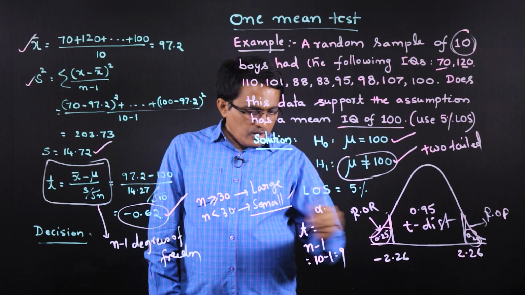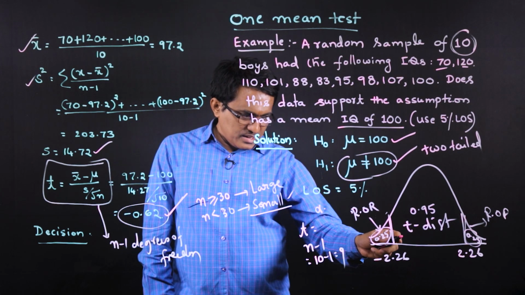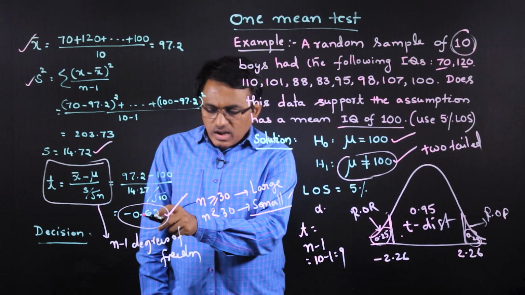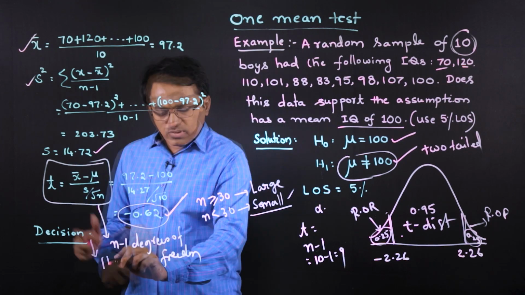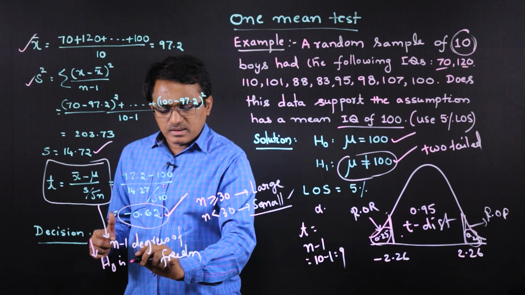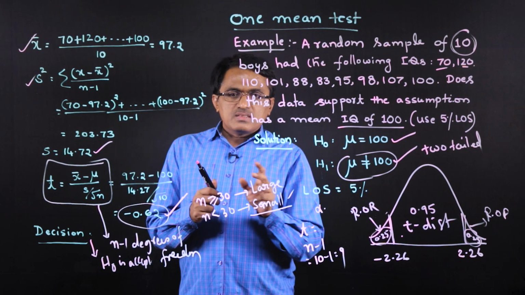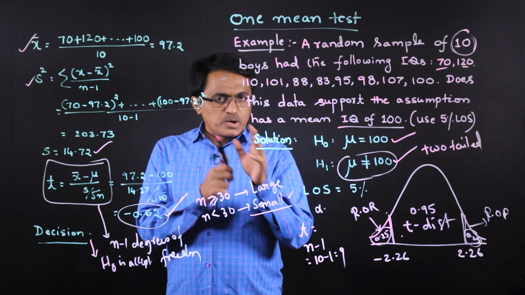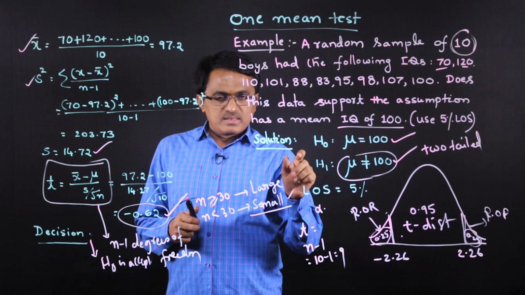Next, the calculated value we had is minus 0.62. Then we have to see where we find this minus 0.62, we will find it here. That means this value lies in the region of acceptance. Therefore, the decision we have taken is H naught is accepted. That means the claim is accepted in this case. So, like this we solve problems related to testing of hypothesis where one mean is considered.